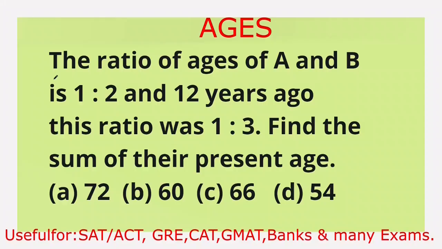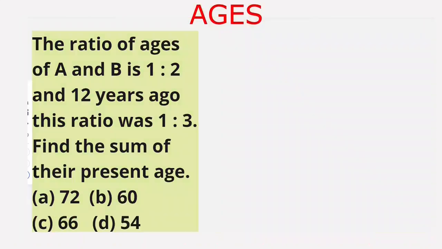Our question is: the ratio of ages of A and B is 1:2, and 12 years ago this ratio was 1:3. Find the sum of their present ages. The given options are option A 72, option B 60, option C 66, option D 54.